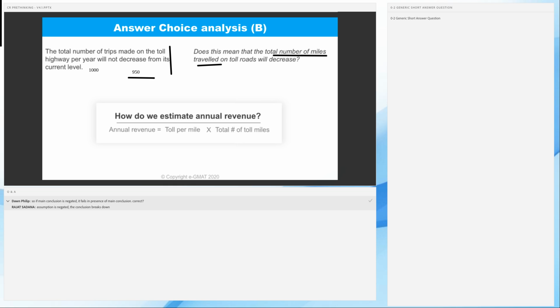Do you now understand, first of all, people who chose choice B, do you understand why this is wrong? Do you now have a better understanding of must be true? Okay.